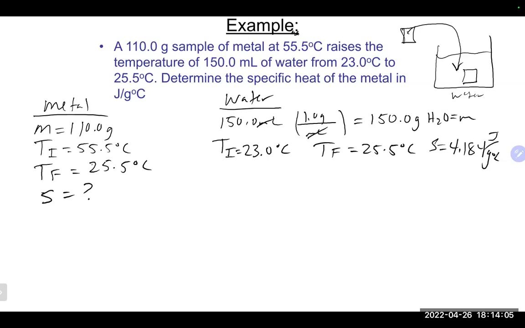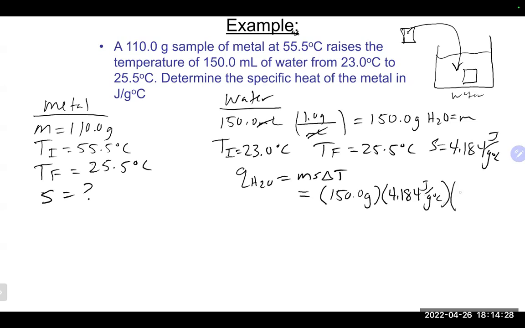Just looking at it, we pretty much have all the information that we need for the water. So we might as well go into the specific heat equation for the water, which would be q = m c delta T. Putting in our numbers, we have 150 grams times the specific heat of water times our final temperature, which is 25.5, minus our initial, which is 23, degrees Celsius.